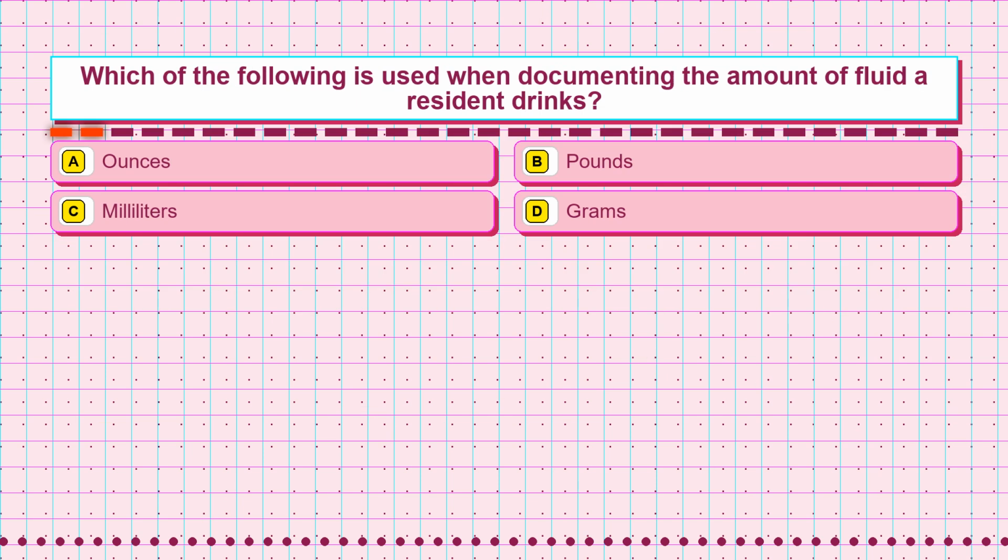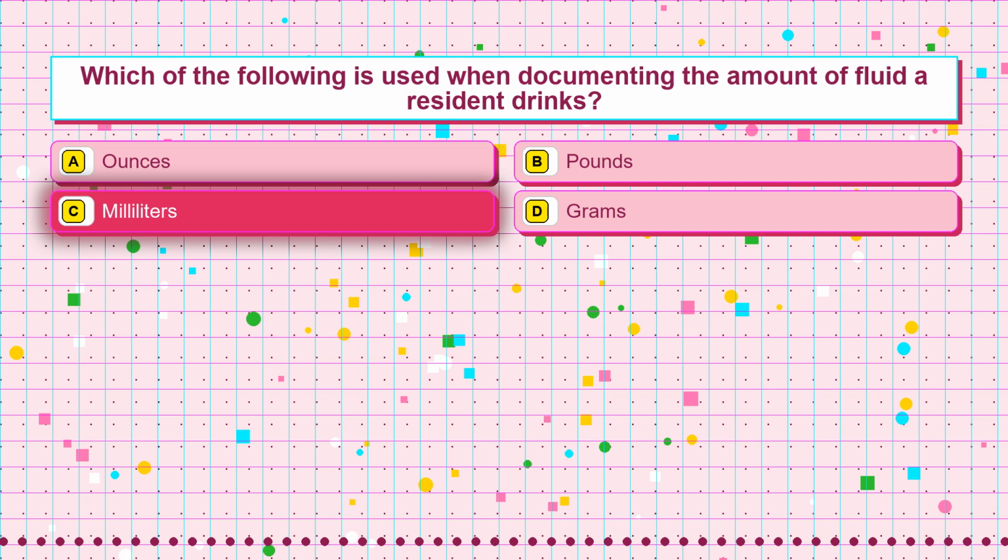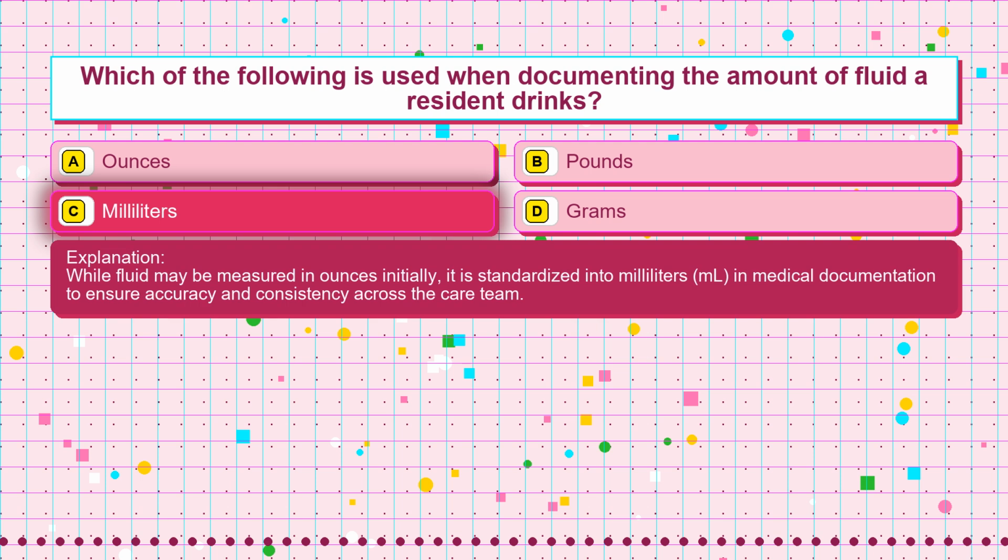Question 92. Which of the following is used when documenting the amount of fluid a resident drinks? Option A, ounces. Option B, pounds. Option C, milliliters. Option D, grams. The correct answer is option C, milliliters. While fluid may be measured in ounces initially, it is standardized into milliliters, ml, in medical documentation to ensure accuracy and consistency across the care team.